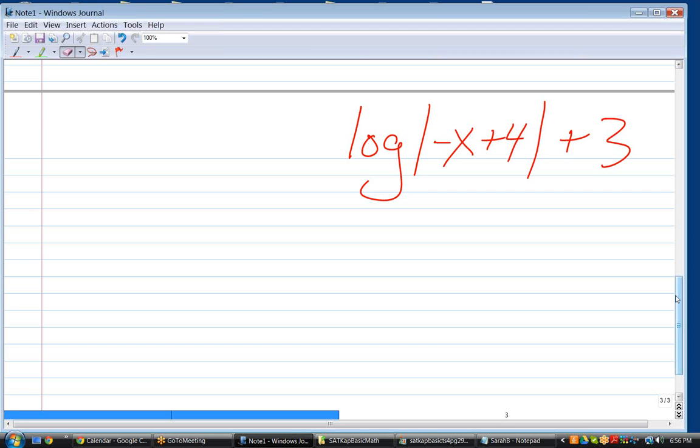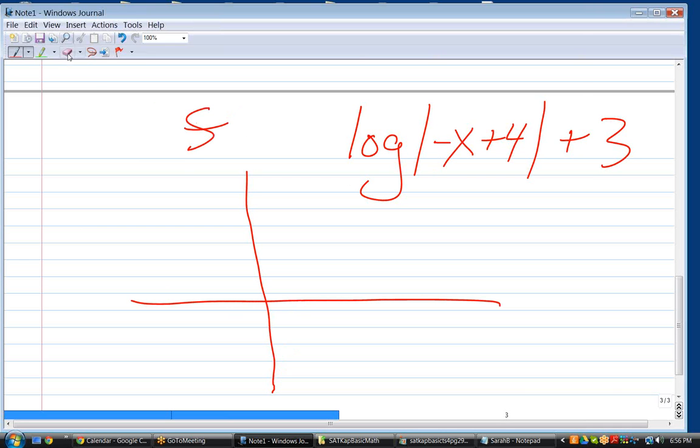Got alarms going off that shouldn't be going off. Log of x. In other words, if we say f of x equals log of x, let's talk about that. Log of absolute value of x. Wow. They're really going to make it tough.